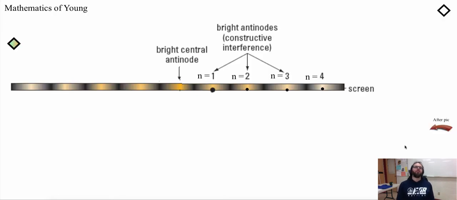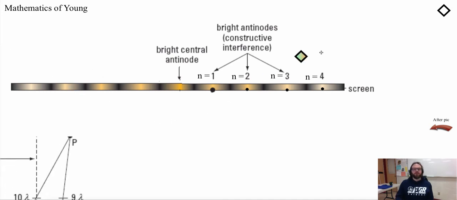So let's look at the mathematics of Young's experiment here. So here we have our screen. We have our brightest antinode, which is our central antinode, and then we have our other constructive interference antinodes, which, as we notice, get darker as we move away from our central antinode. In between here, these are our nodes, and they are the dark ones. Okay?